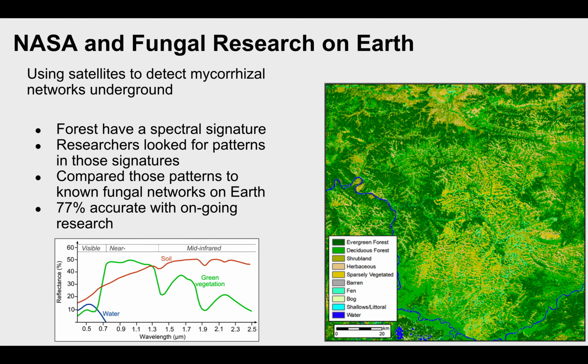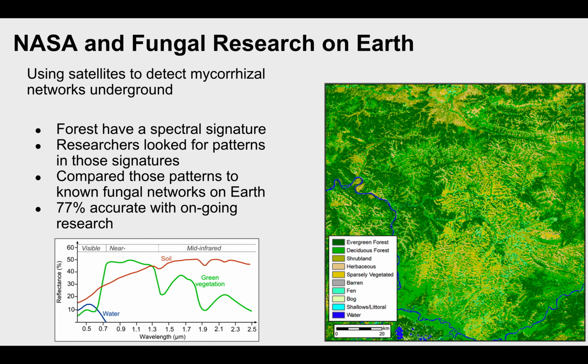All right, the last little bit of the lecture, we went over NASA and how they are doing fungal research. One of the cool ways that NASA is doing research here on Earth is actually through satellites up in space. They're using satellites to actually detect the presence of mycorrhizae. In the paper that was published that gave this information, they were really looking at mycorrhizae in forests. Forests have a very specific spectral signature. We send out wavelengths of light, and they give us very specific wavelength signatures back.